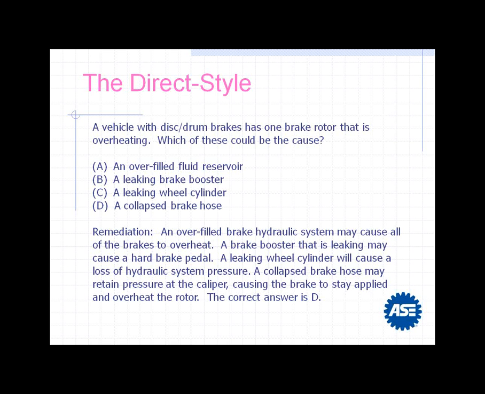Once you've narrowed it down to two options, think about the technical information given in the question and think about how to apply that to the options. A leaking wheel cylinder equals the loss of pressure. Collapsed brake hose could cause the caliper to be stuck on. So, if you narrowed it down to, hey, I've got two common denominator conditions that I know are a toss-out, but I'm not really sure between that leaking wheel cylinder and collapsed brake hose, then apply your technical knowledge and say, which one's going to cause that thing to stay applied, okay?